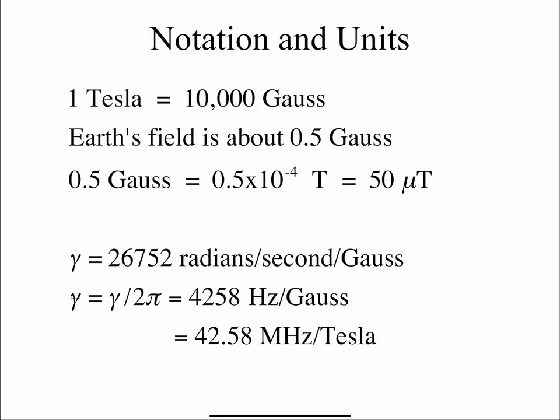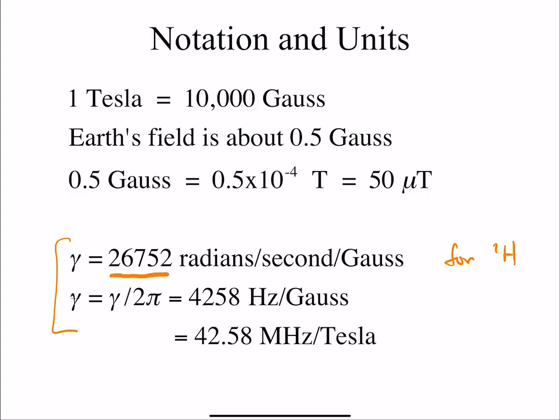The only thing we're going to add now is the gyromagnetic ratio, gamma. It is 26,752 radians per second per Gauss. This is for hydrogen protons. For a lot of problems, we're going to want to work in hertz per Gauss instead, that's cycles per second. So the relationship is just gamma over 2 pi. We'll use gamma over 2 pi quite a lot.